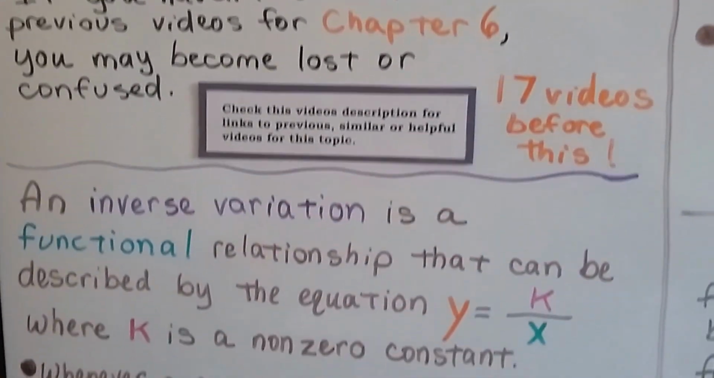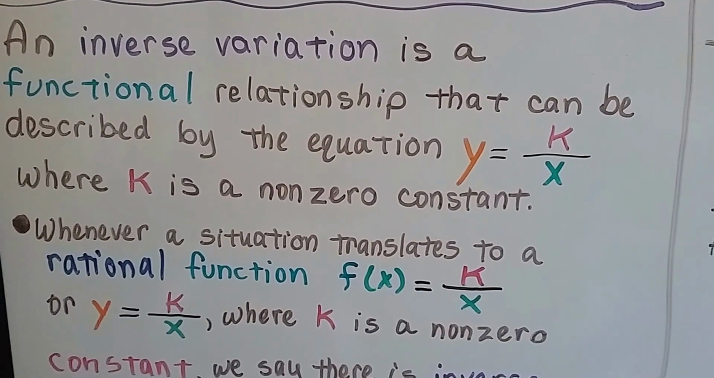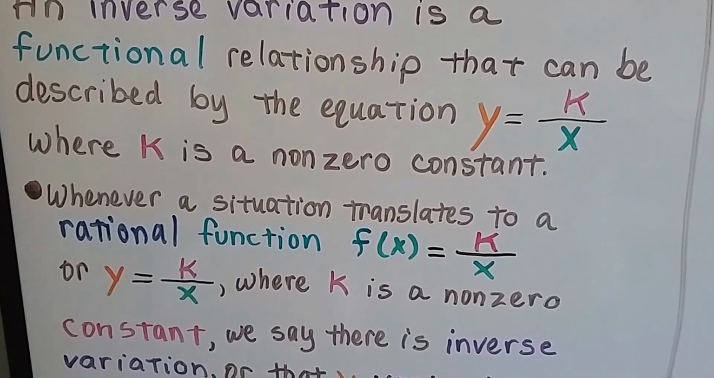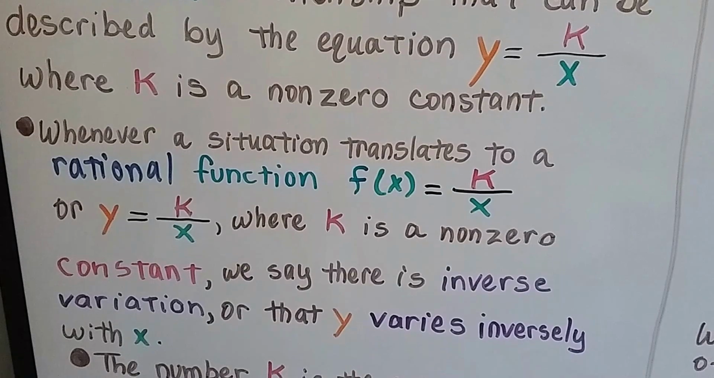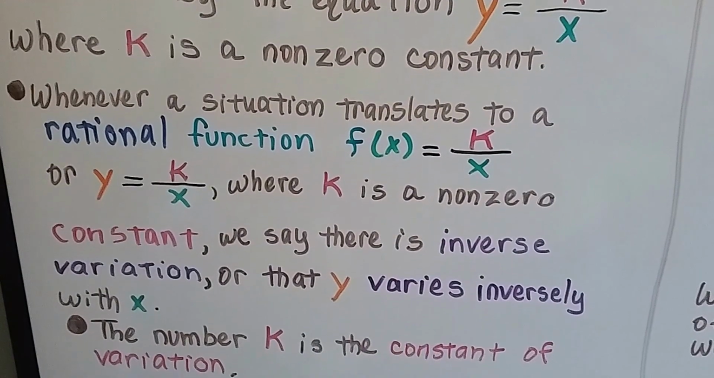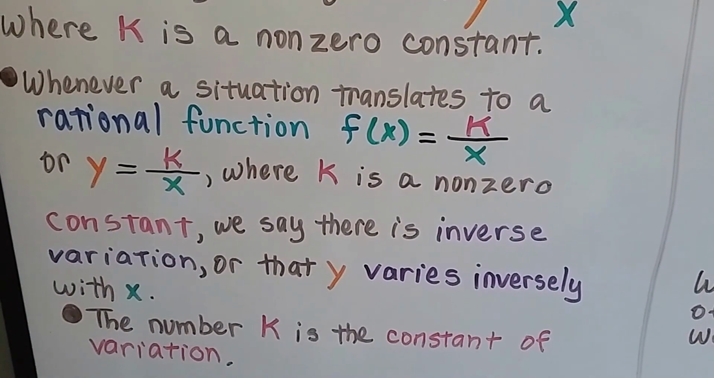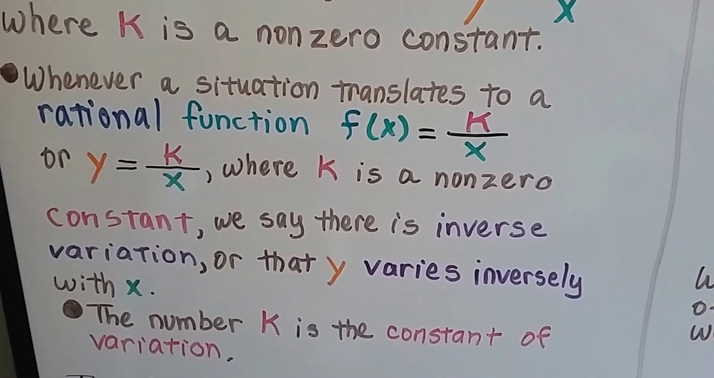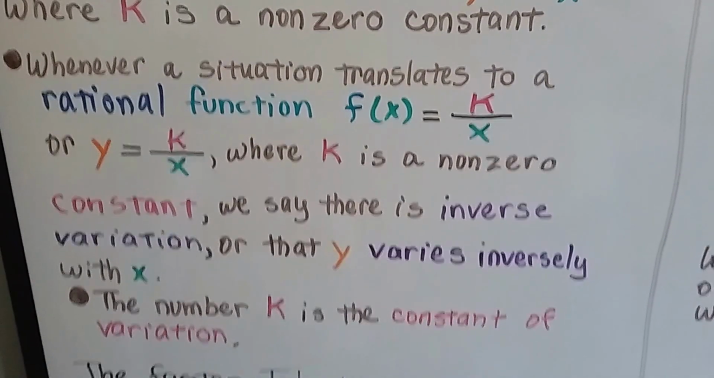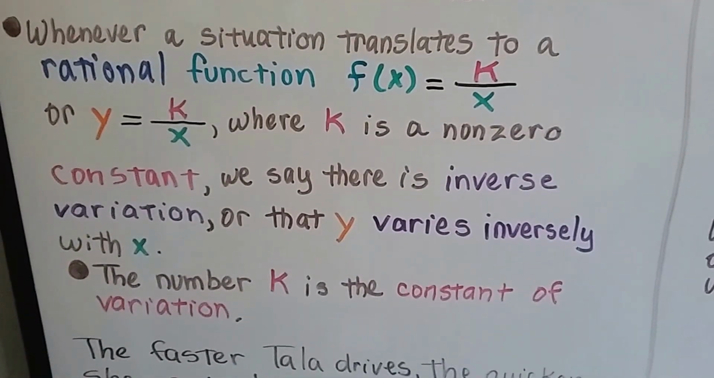An inverse variation is a functional relationship that can be described by the equation y equals the quotient of k and x, k over x, where k is a non-zero constant. Whenever a situation translates to a rational function, f of x equals k over x, or y equals k over x, where k is a non-zero constant, we say there's an inverse variation, or that y varies inversely with x. So not with k, but with x, these two, okay? The number k is the constant of variation.